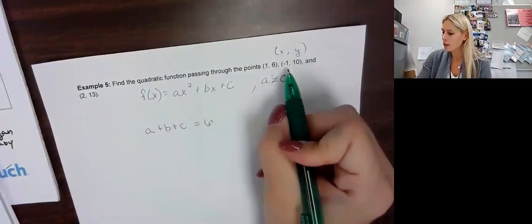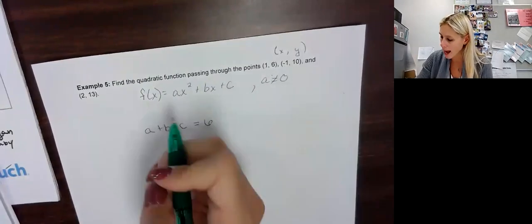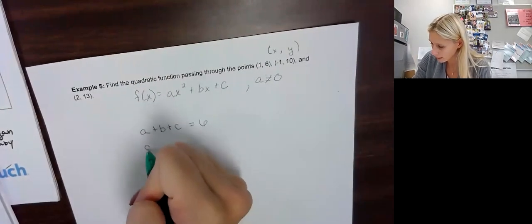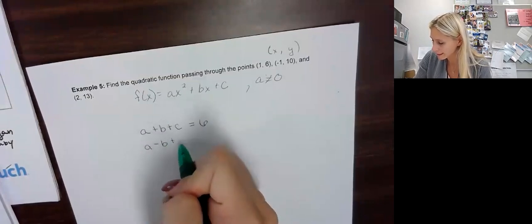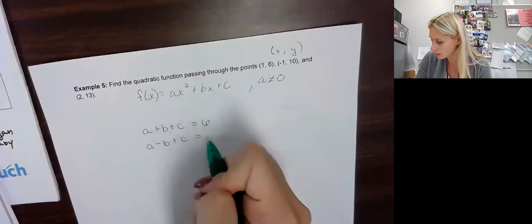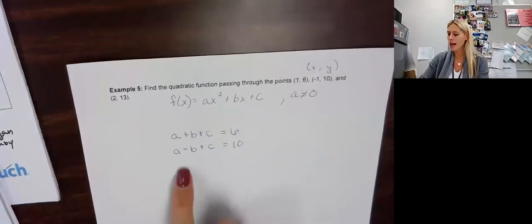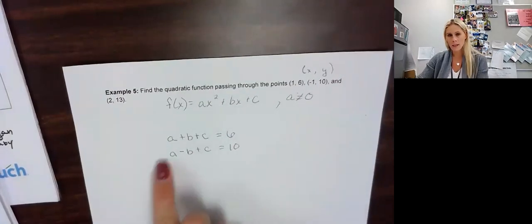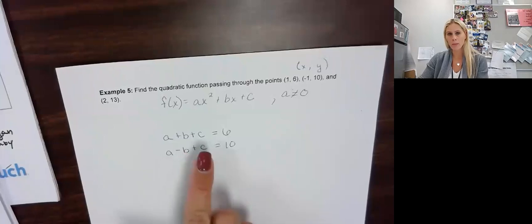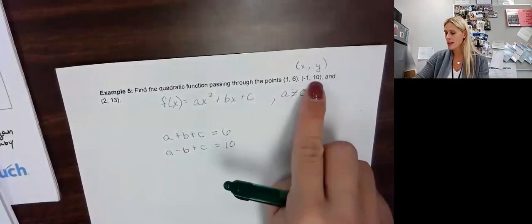Okay, let's do the next one. When I plug in negative 1 for x, I still get a. I get negative b this time, plus c equals, and the output for that is 10. Again, how I'm getting this is plugging in negative 1 for x. That gives me my a minus b plus c. And of course, the value of that should equal 10.